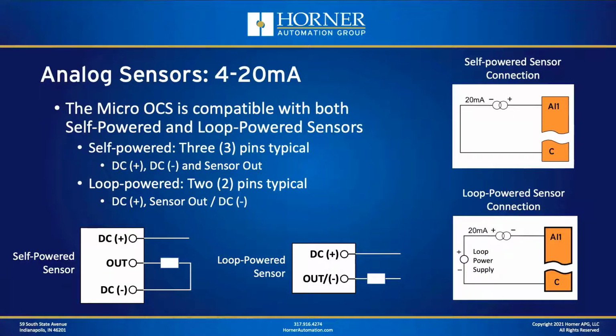But again, the Micro OCS supports standard 4 to 20 milliamp sensors and also 0 to 20 milliamp as well. You can select 0 to 20 milliamp on the configuration side as well. Okay, so that's the standard sensors, the most common ones that you would apply with a Micro OCS.